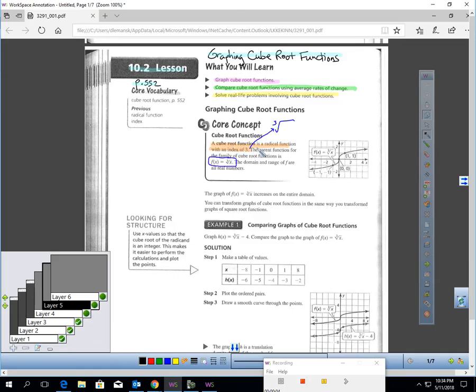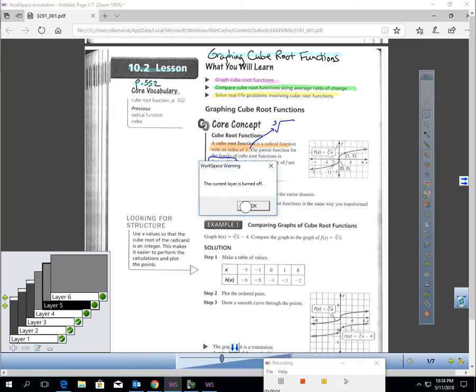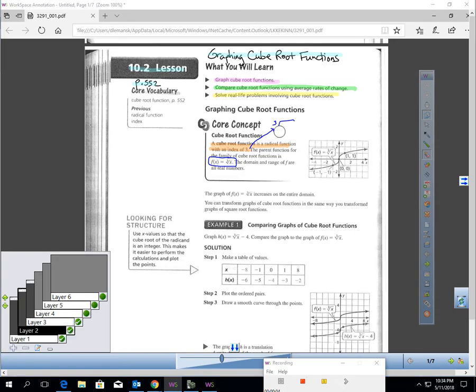A cube root function is a radical function with an index of 3. So an index of 3 means we have a cube root, so radical with 3, cube root. You can see I'm pointing at it right there.